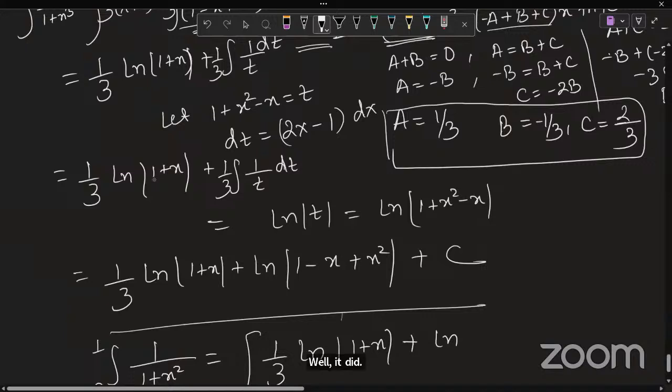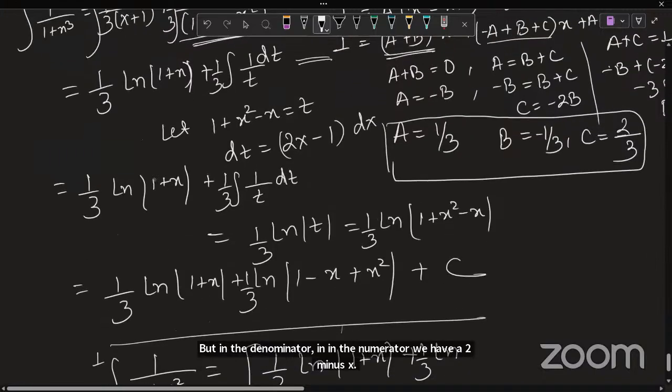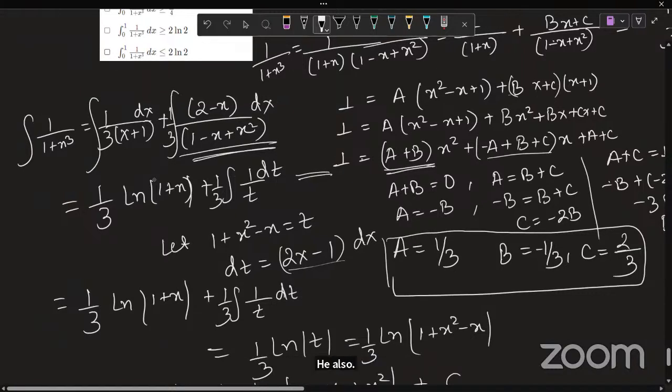You're not audible, sorry. The differentiation of 1 plus x square minus x is 2x minus 1. But in the numerator, we have 2 minus x. 2x minus 1 is correct. In the numerator we have 2 minus x, sir. Okay.